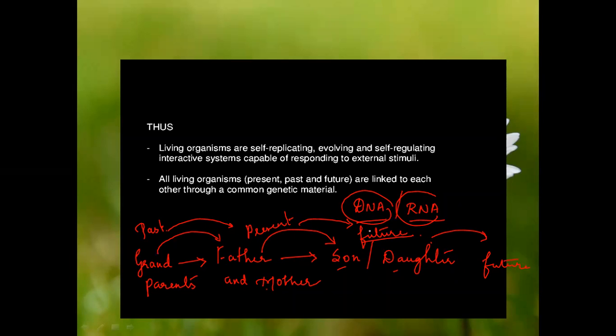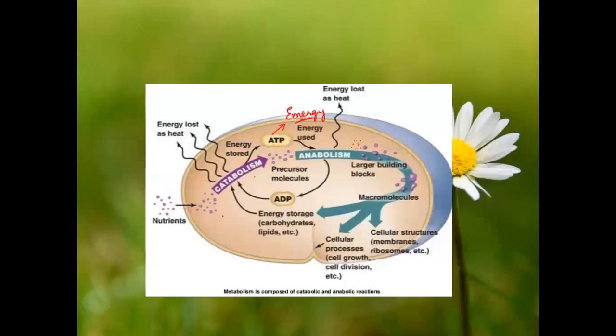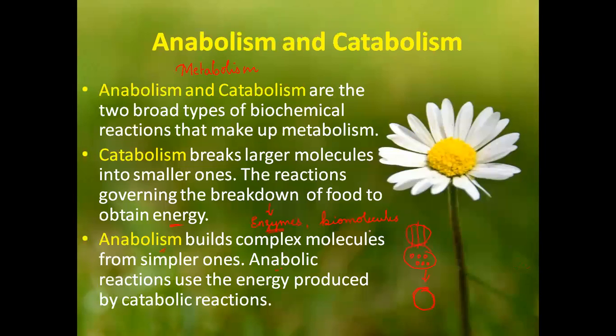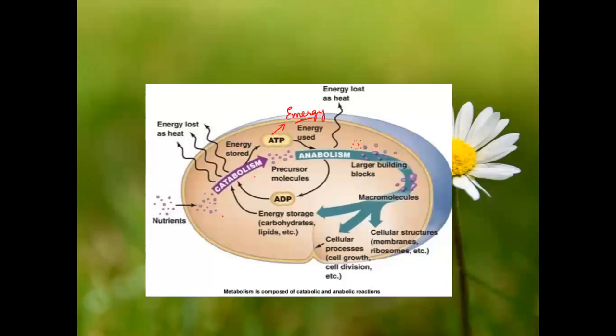Okay, this is about today's class. We learned about metabolism, in that anabolism and catabolism. What is anabolism? What is catabolism? Catabolism breaks larger molecules into smaller ones, and anabolism builds complex molecules from simpler ones. So this is about the picture which I showed you: nutrients coming, catabolic reactions taking place, then the energy emerging out, and the energy is used for the anabolic reaction.